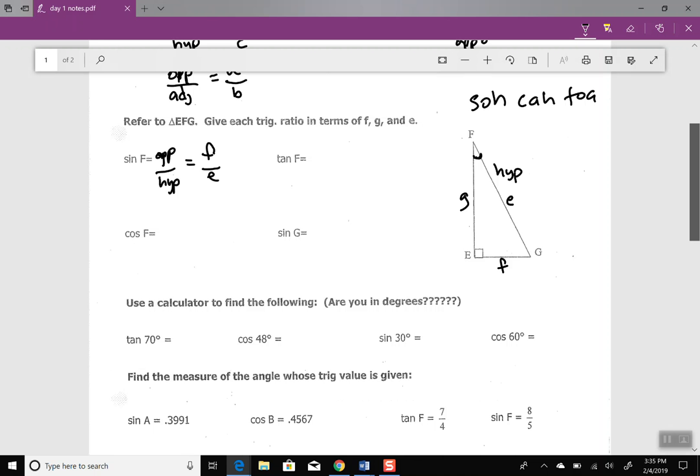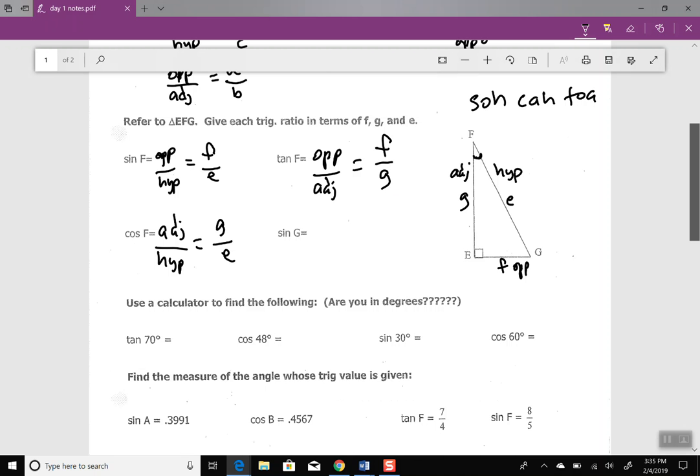The cosine of F, SOHCAHTOA, the adjacent side, the side right next to it that isn't the hypotenuse, this is your adjacent side. That means that this side's the opposite. So CAH, A for adjacent, H is the hypotenuse. Cosine of F is going to be g over E. And then tangent, TOA, opposite over adjacent. That's going to be f over g.